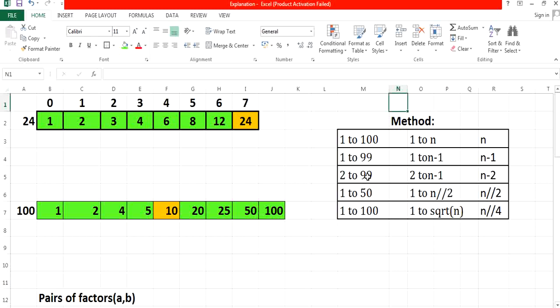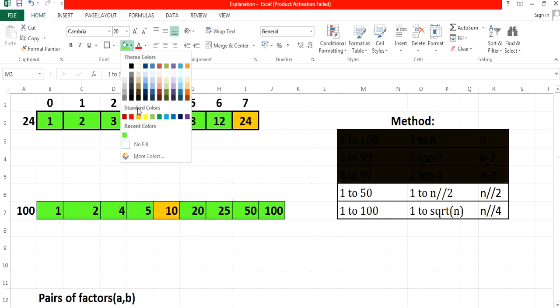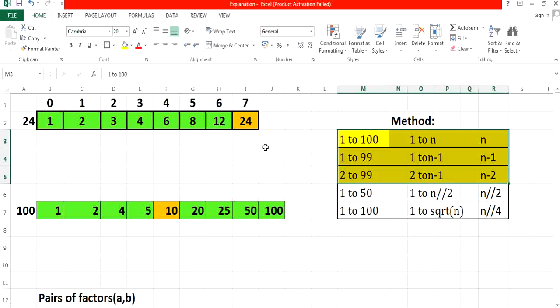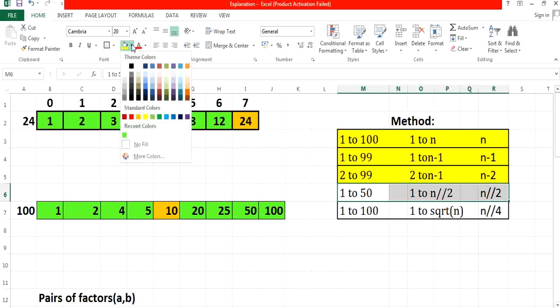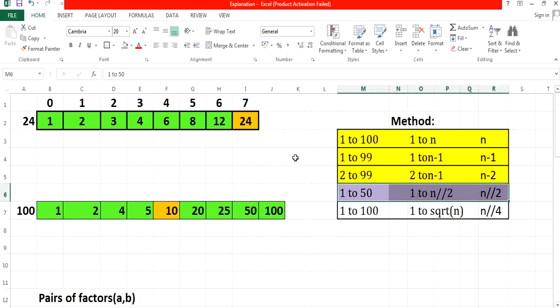The other method is where I can iterate 1 to 50 and find the factors. These are common methods which we will be using, right? I will be iterating n times, n minus 1 times or n minus 2 times. These are the common methods. One of the optimized methods compared to the previous methods is iterating till n by 2 times, not going till n minus 1 or n minus 2 or n times. I am iterating only till n by 2 times and finding the factors of a given number.